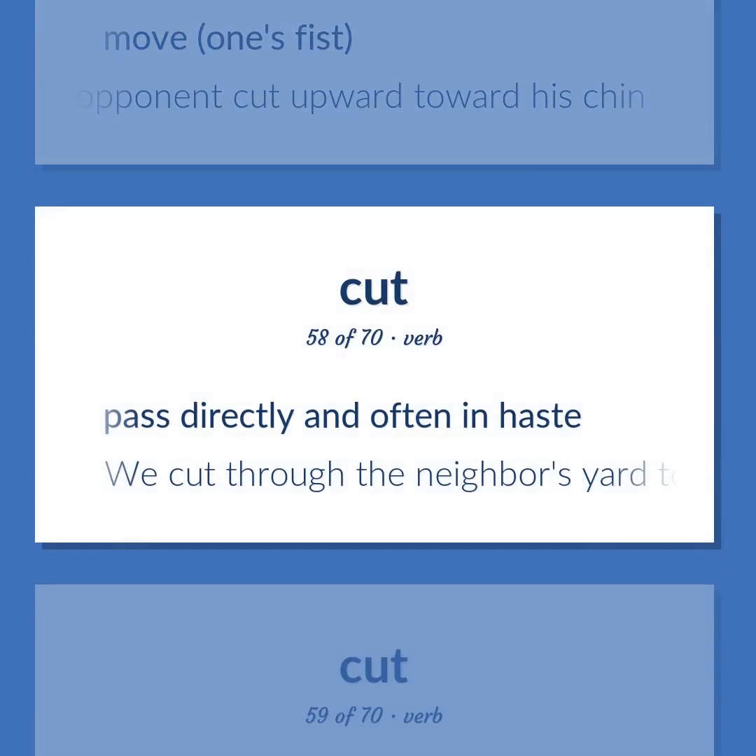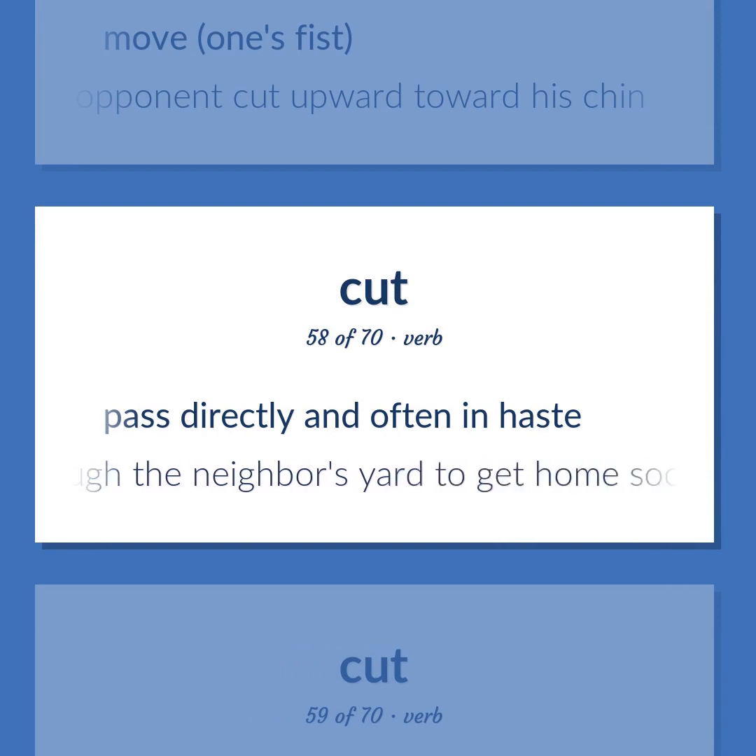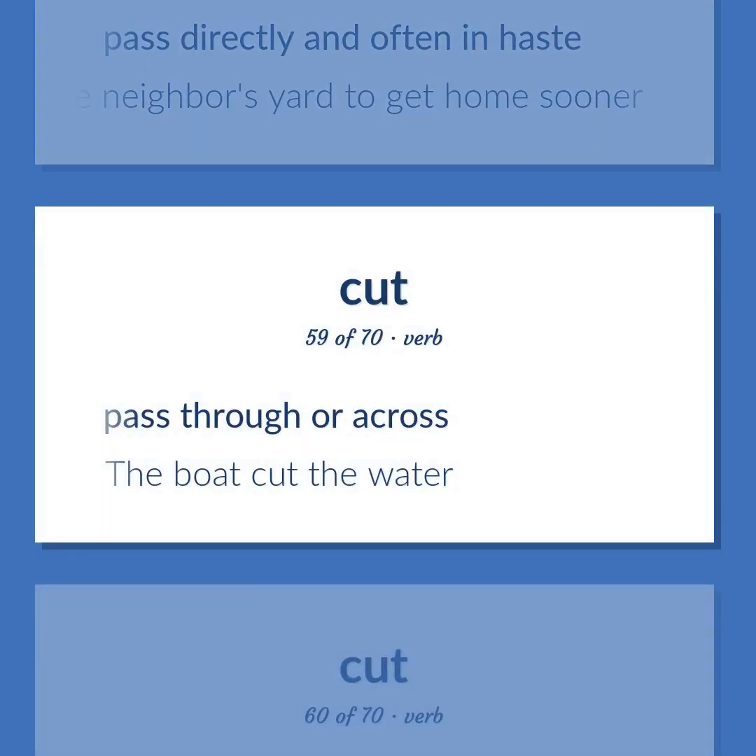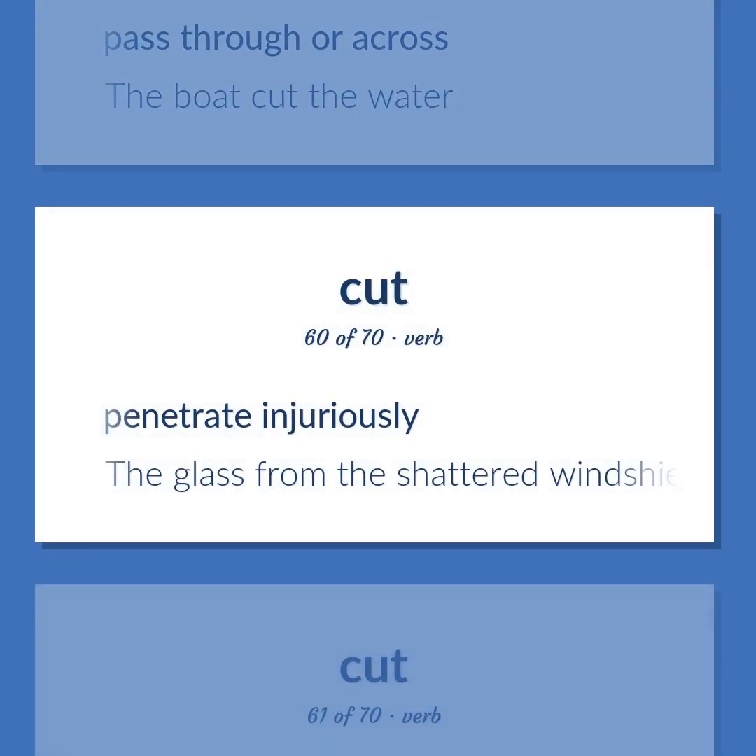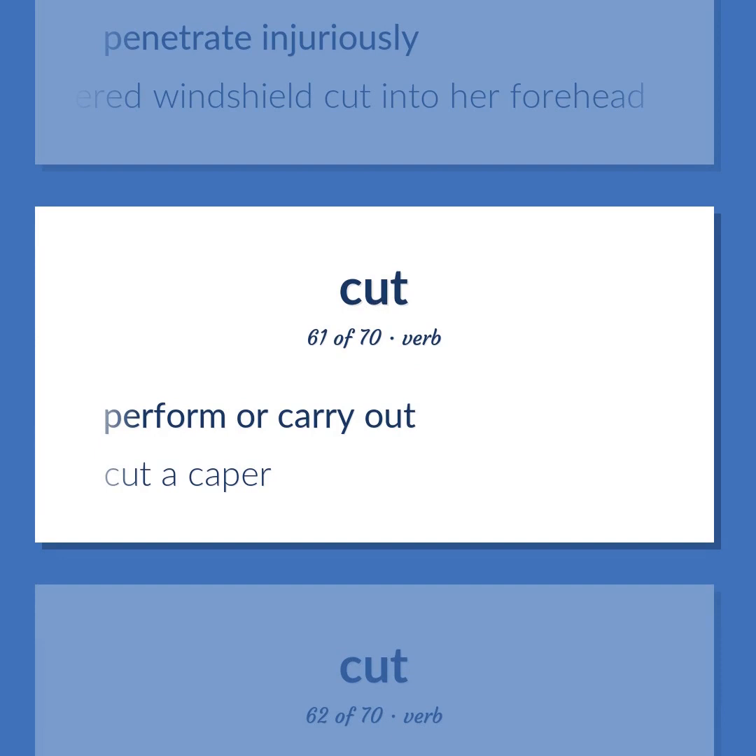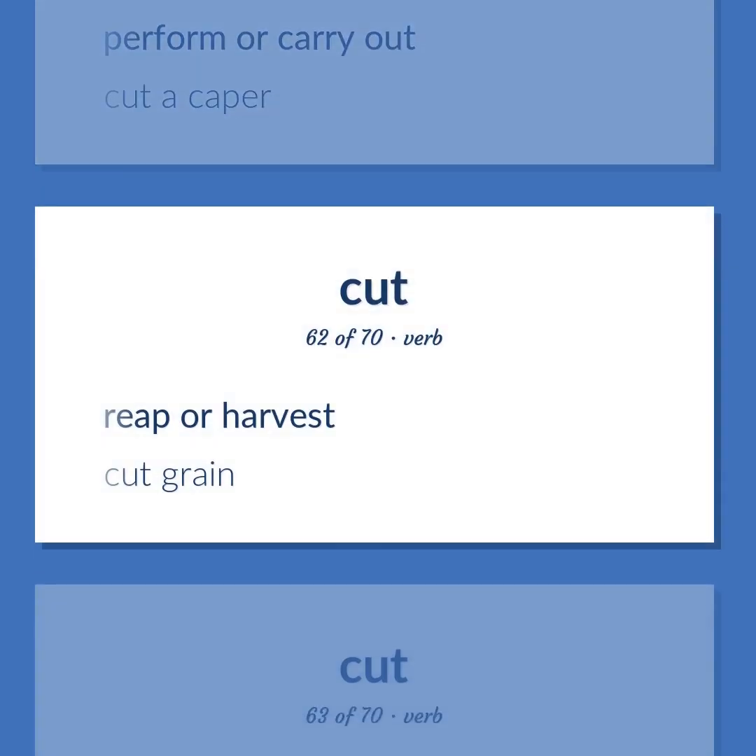Pass directly and often in haste. We cut through the neighbor's yard to get home sooner. Pass through or across. The boat cut the water. Penetrate injuriously. The glass from the shattered windshield cut into her forehead. Perform or carry out. Cut a caper. Reap or harvest. Cut grain.